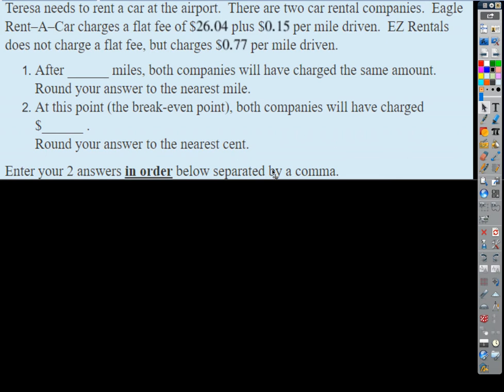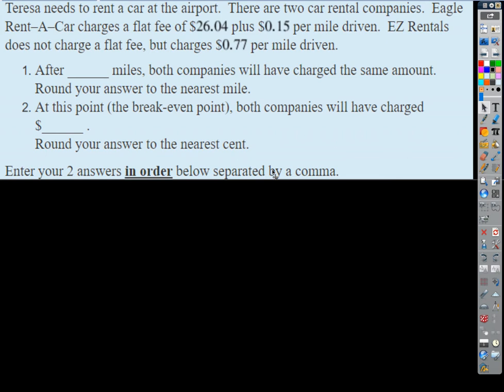So Teresa needs to rent a car at the airport. There are 2 car rental companies. Eagle Rent-A-Car charges a flat fee of $26.04 plus 15 cents per mile driven. Easy Rentals does not charge a flat fee, but charges 77 cents per mile driven. We're going to ask some questions about these 2 companies. We want to know after how many miles will both companies have charged the same amount. Okay, we call that the break-even point, right? At this point, both companies will have charged a total of what? Okay, we want to know that.